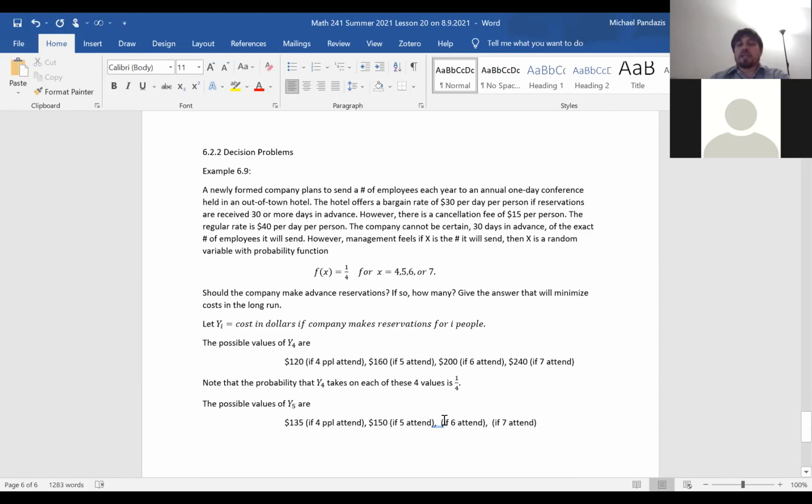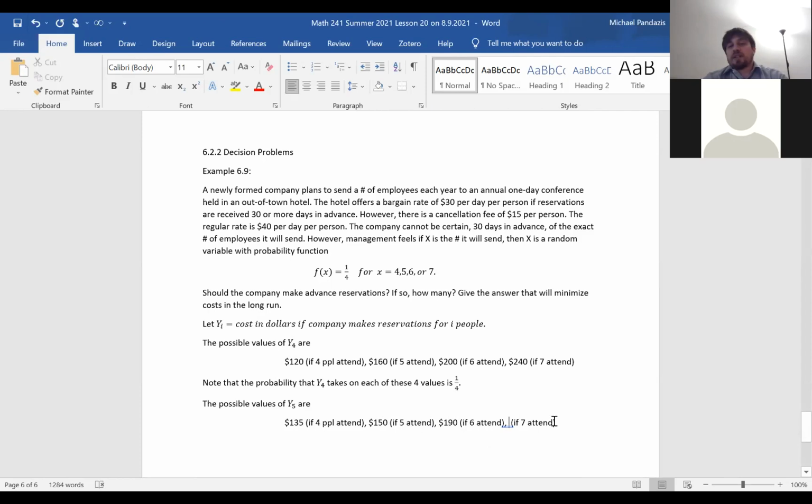Okay. Now if 6 people attend and they paid for 5 in advance, the 5 they bought are at the bargain rate, 150. The 6th one is at the regular rate of 40. So there's another $40 in addition to that, and so that's 190 if 6 people attend. That's $10 less than 200. So this is better. This is also better. That's the only one that's worse.